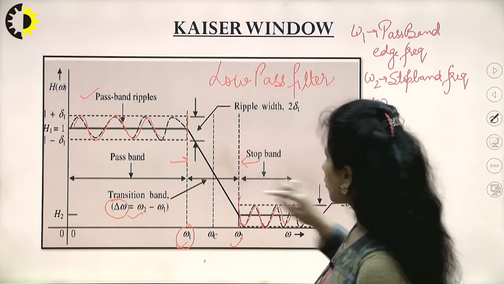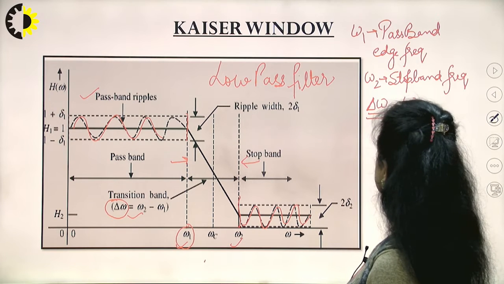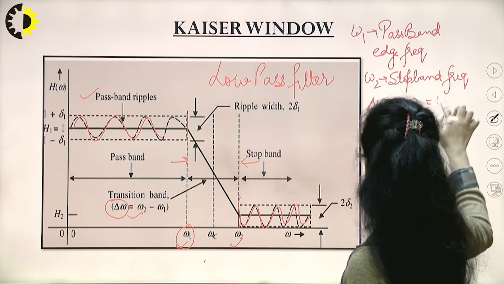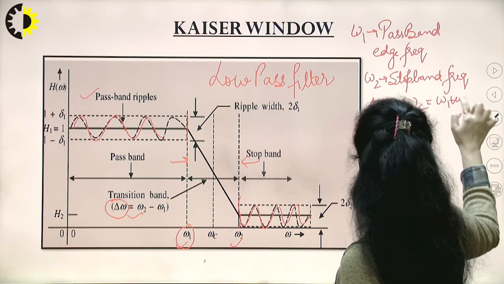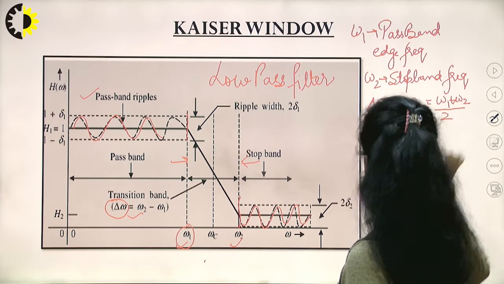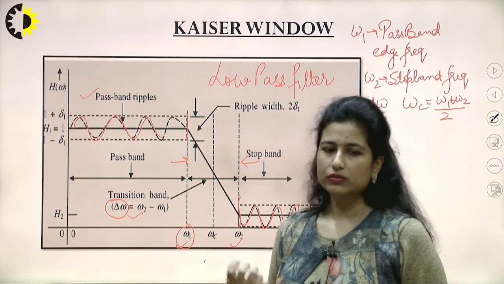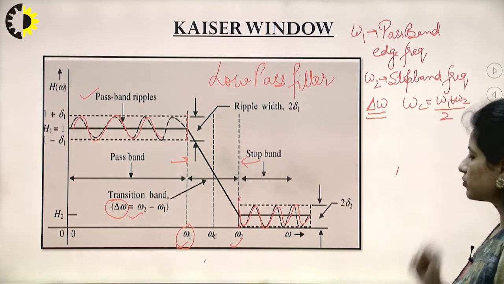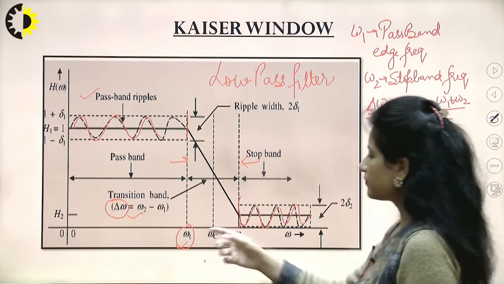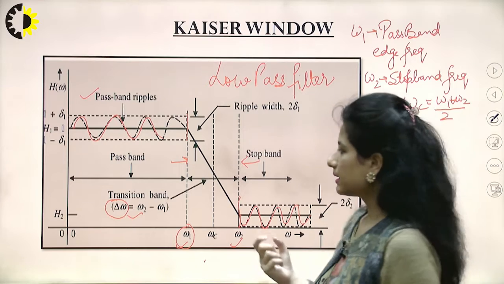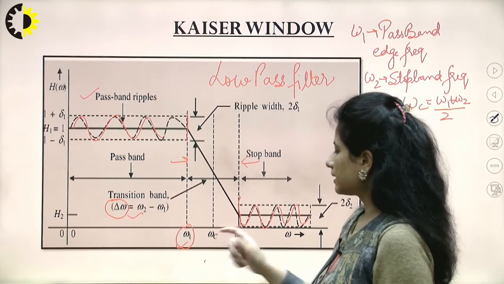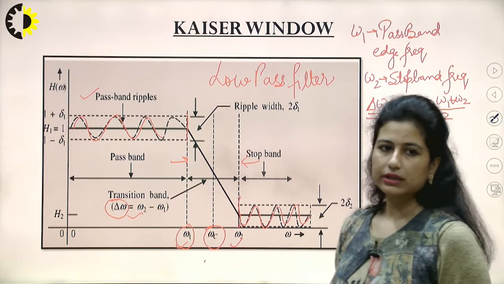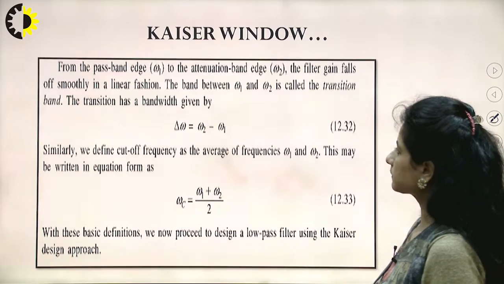If I need to talk about the cutoff frequency omega c, I may take the average of these two frequencies as omega 1 plus omega 2 divided by 2. So these two parameters would come from the given graph. Different values have been specified. If two edge frequencies have been defined, I can calculate the transition band. I can calculate this cutoff frequency, which is the average of the given two frequencies.